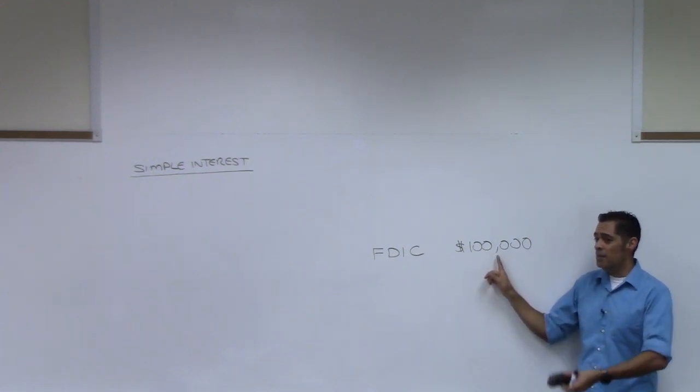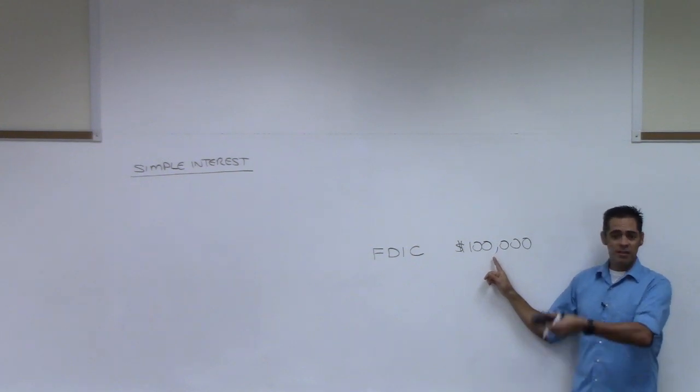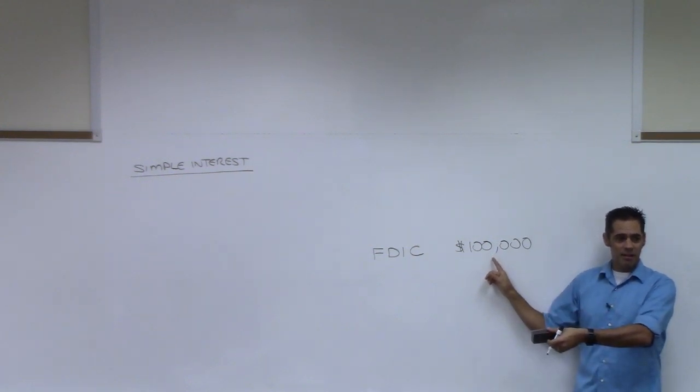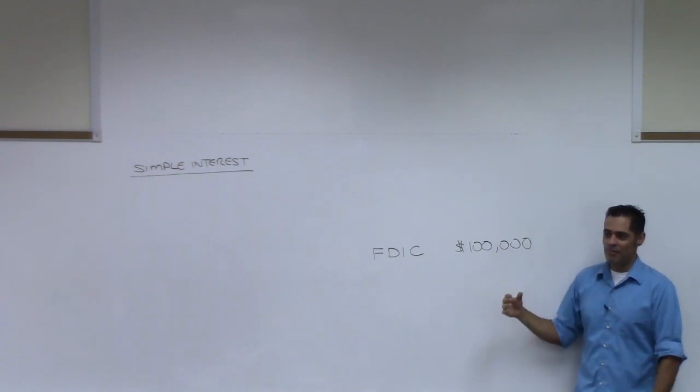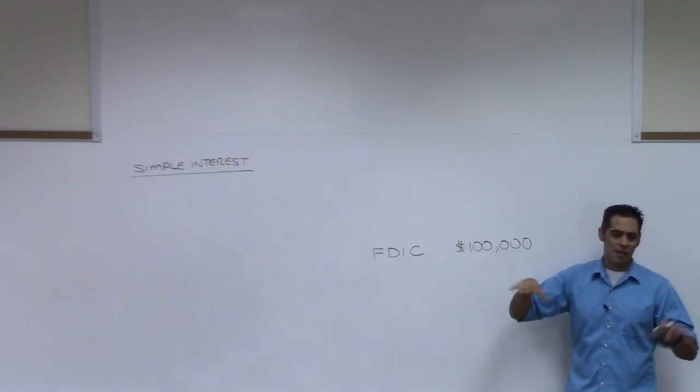They'll do that, but they only insure it up to 100,000, which means you never want to have more than $100,000 in a single bank, right? Because then if things fall through, there's your money. So you go to several banks, right?